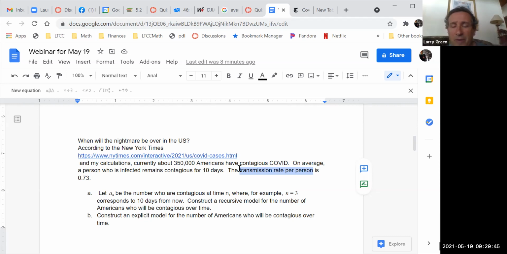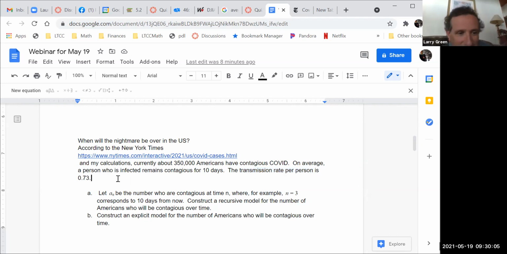Anyone know what transmission rate means? Yeah, it's how many people a person who just got COVID is going to eventually infect. Okay. You want that to be low, by the way.